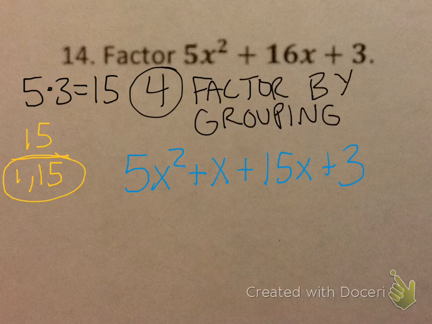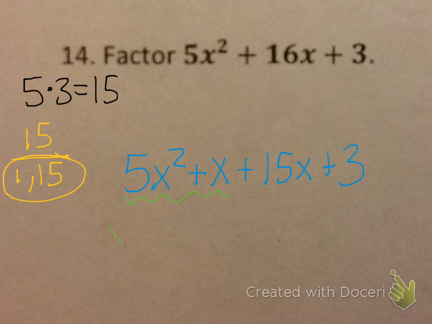As I factor by grouping, just to quickly run through the steps, the first thing we want to do is find all of our factors for that first term. The only thing the first two terms have in common is an x, so I can pull the x out. I'm left with 5x plus 1. In my last two terms, the only thing that they have in common is a 3. When I pull that out, I'm left with 5x plus 1.